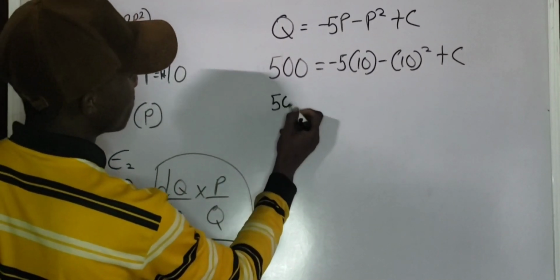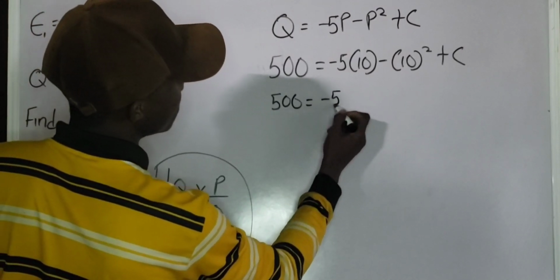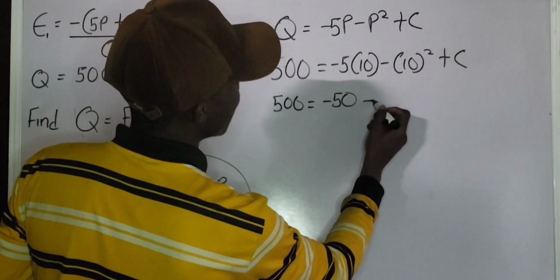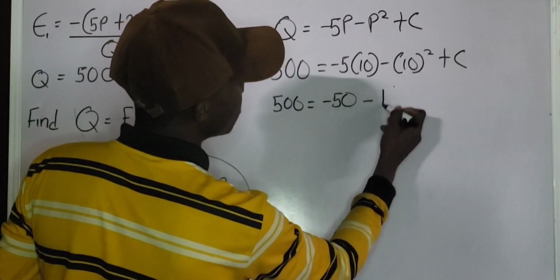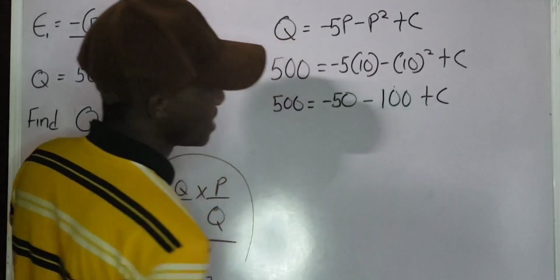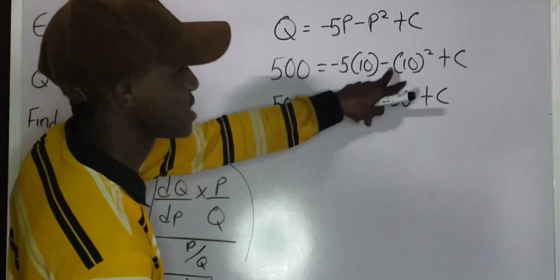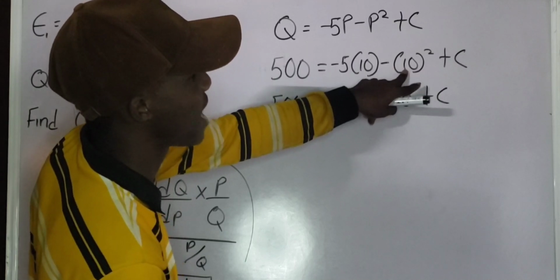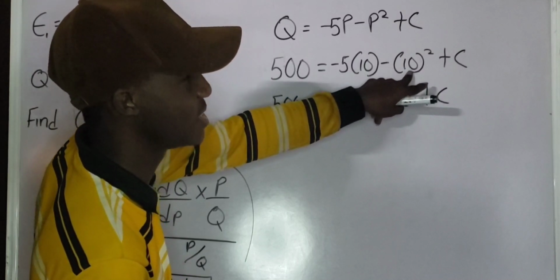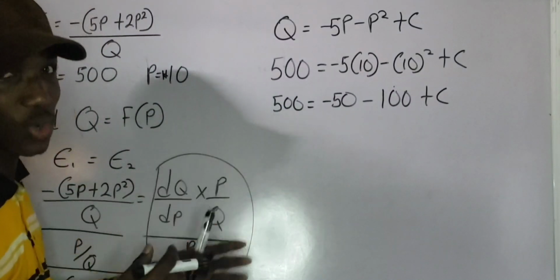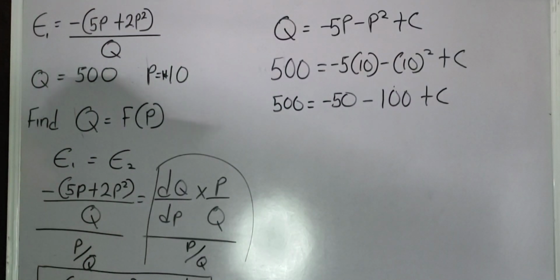Let's proceed. This 500 is equals to negative 50 because 5 times 10 is 50. I have negative here, so I have negative here also. For this, I'm going to have negative 10 squared is what? 100. Okay, plus c. Please don't say minus 10 times minus 10. No, this negative will not affect this 10. You are not going to take the square of negative 10. You are going to take the square of 10 alone. If you take the square of negative 10, you are going to have positive 100. Do you understand? So take note of that.